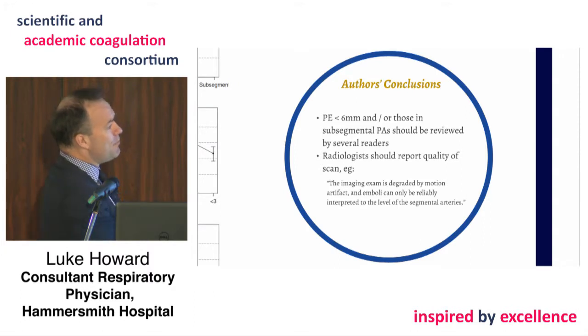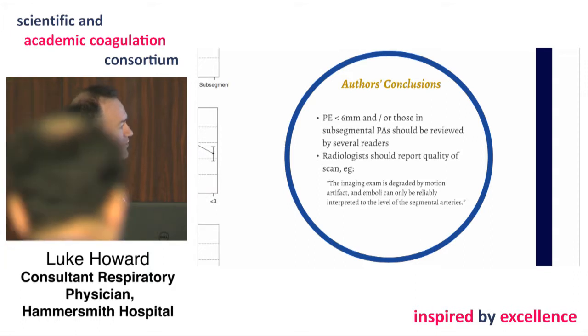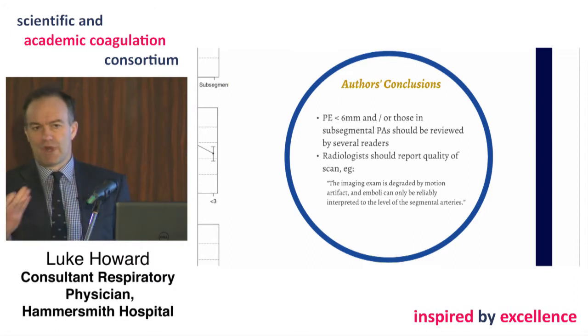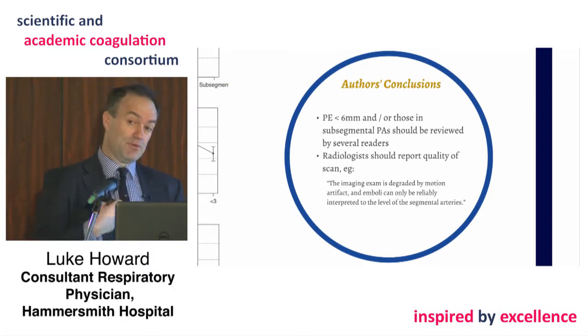They said if you've got a pulmonary embolism that's less than 6 millimeters in size, or in subsegmental pulmonary arteries, you should get a second opinion. How often does that happen? Very rarely. So what would I do in that situation if I thought it was dodgy?